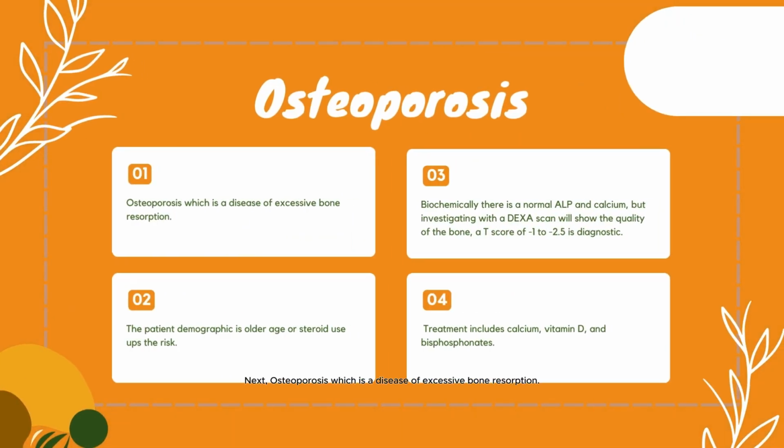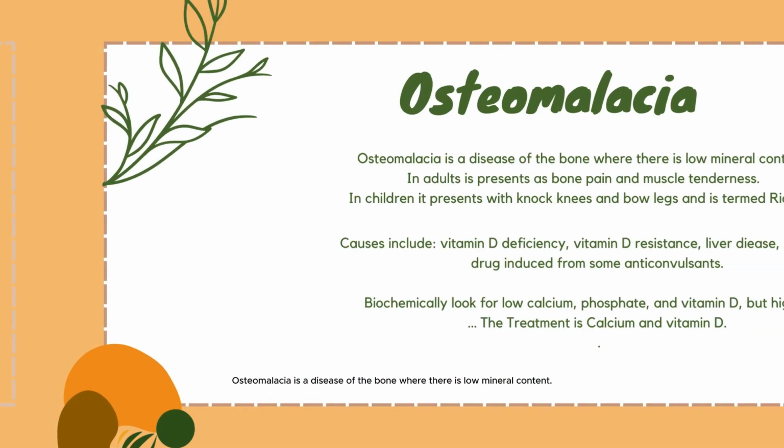Next, osteoporosis, which is a disease of excessive bone resorption. The patient demographic is older. Age or steroid use ups the risk. Biochemically, there is a normal ALP and calcium, but investigating with a DEXA scan will show the quality of the bone. A T-score of -1 to -2.5 is diagnostic. Treatment includes calcium, vitamin D, and bisphosphonates.